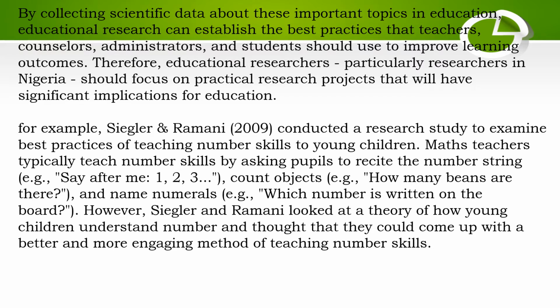For example, Ziegler and Ramani (2009) conducted a research study to examine best practices of teaching number skills to young children. Math teachers typically teach number skills by asking pupils to recite the number string, for example, say after me, 1, 2, 3; count objects, for example, how many bins are there; and name numerals, for example, which number is written on the board? However, Ziegler and Ramani looked at a theory of how young children understand number and thought that they could come up with a better and more engaging method of teaching number skills.